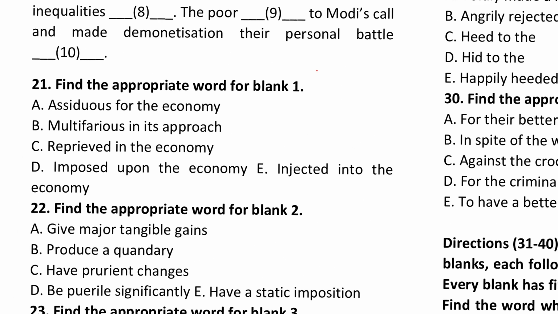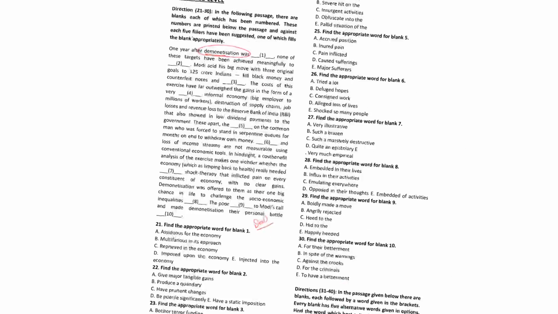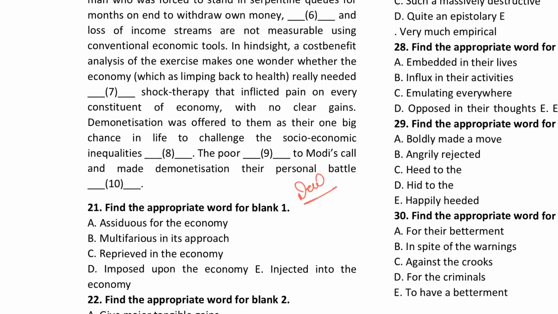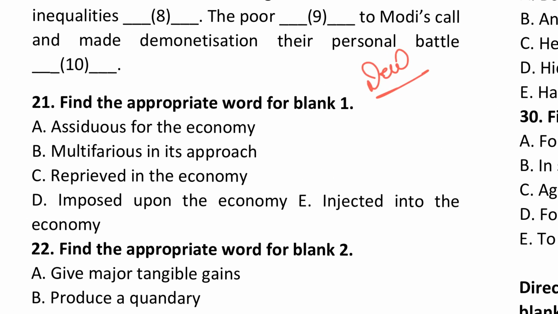This is a little bit of a new pattern as far as close test is concerned. Find the appropriate word for blank one. You've got this blank one out here, and for this blank you need to find the proper word. This is not vocabulary; this is a sentence that is given to you. So assiduous for the economy, multifarious, reprived, imposed, injected, all that stuff.